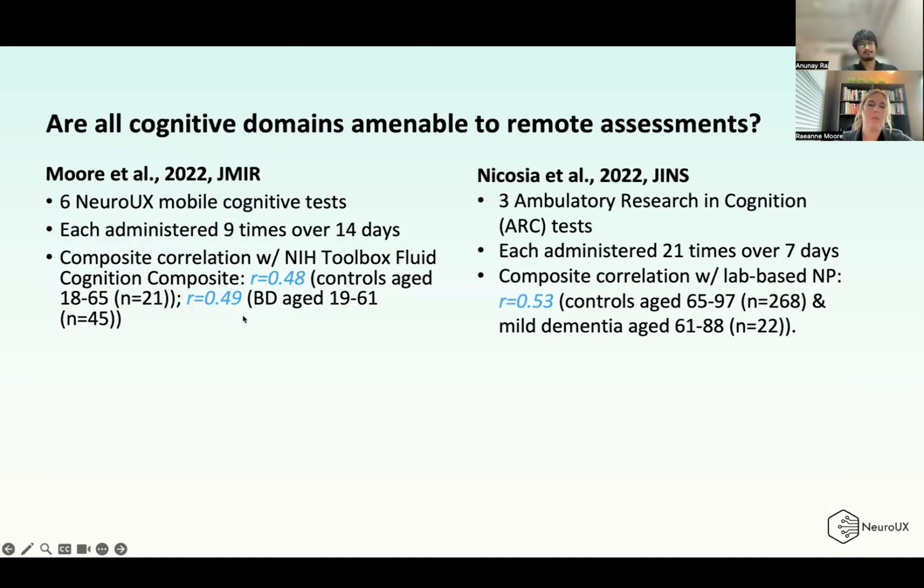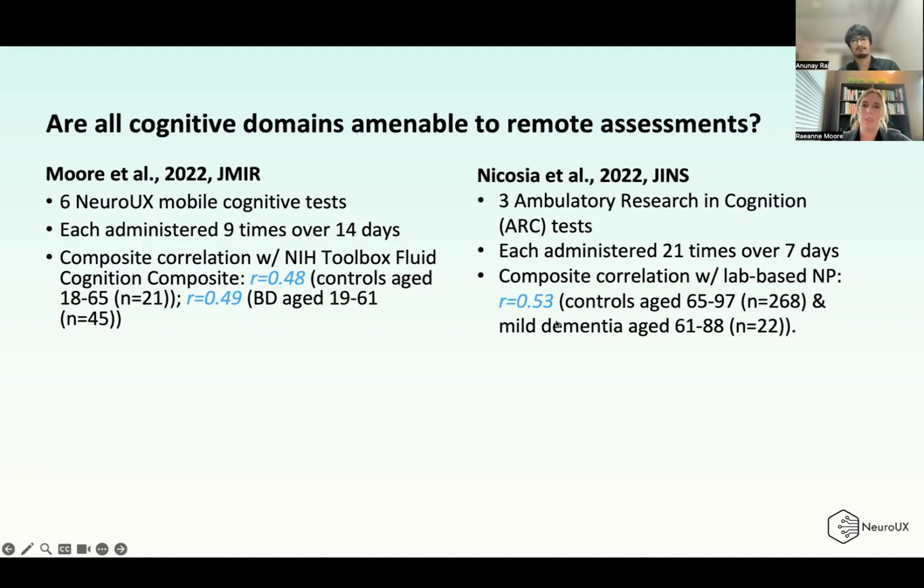And we found that the aggregate score of our mobile cognitive tests, which were each administered 9 times over 14 days, was moderately correlated with the toolbox fluid cognition in both people with bipolar disorder and controls. And these are pretty strong correlations when you think about how they're totally different tests administered in a totally different modality. But overall, we do think it's capturing a composite here.